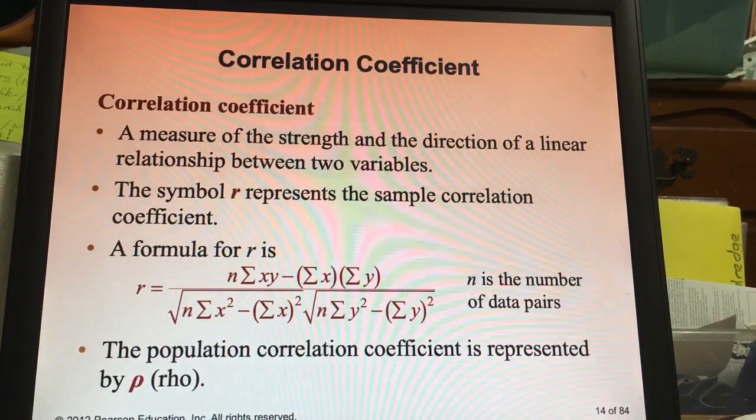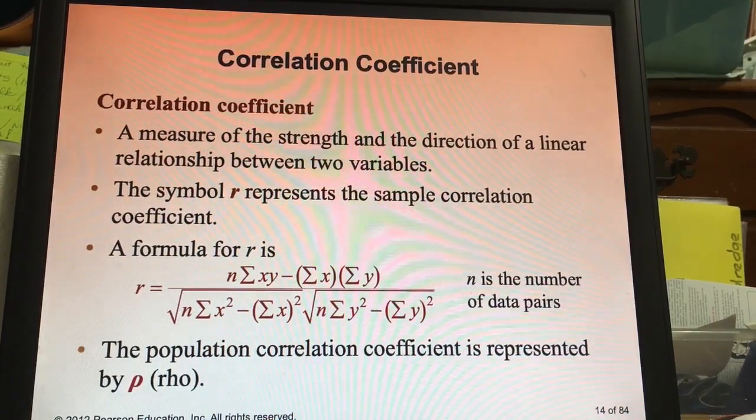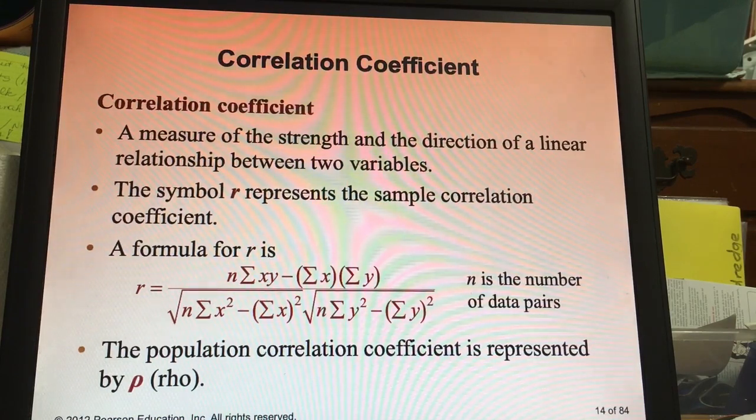The population correlation coefficient is represented by rho. Now, outside the scope of this course, you would deal with the rho in trying to determine whether it would be good to get a regression line or not, but that's outside the scope of what we're doing in our class. But you do need to know that rho is the population correlation coefficient, and R is the sample correlation coefficient.